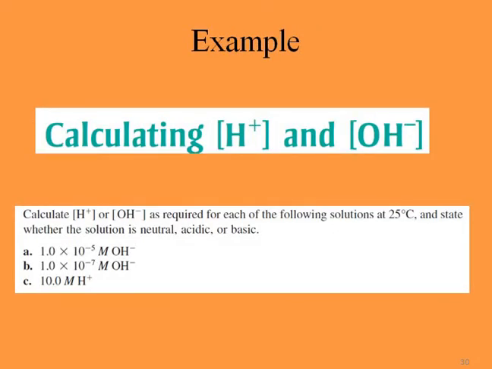Let's do some calculation. Calculating proton concentration and hydroxide concentration. Calculate proton or hydroxide as required for each of the following solutions at 25 degrees Celsius, and state whether the solution is neutral, acidic, or basic. Part A, we have 1 times 10 to the power of negative 5, B, 10 to the power of negative 7 mole per liter hydroxide, and C, 10 mole per liter proton.